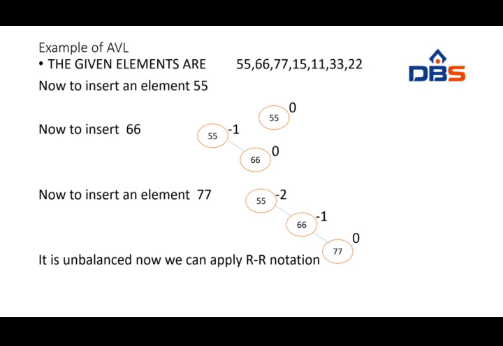Why do we go for RR rotation? Because it is unbalanced. Only balance factors of 0, 1 and minus 1 are balanced; other than those, the tree is unbalanced. In that process we go for different types of rotations. Here we go for the RR, that is right rotation.